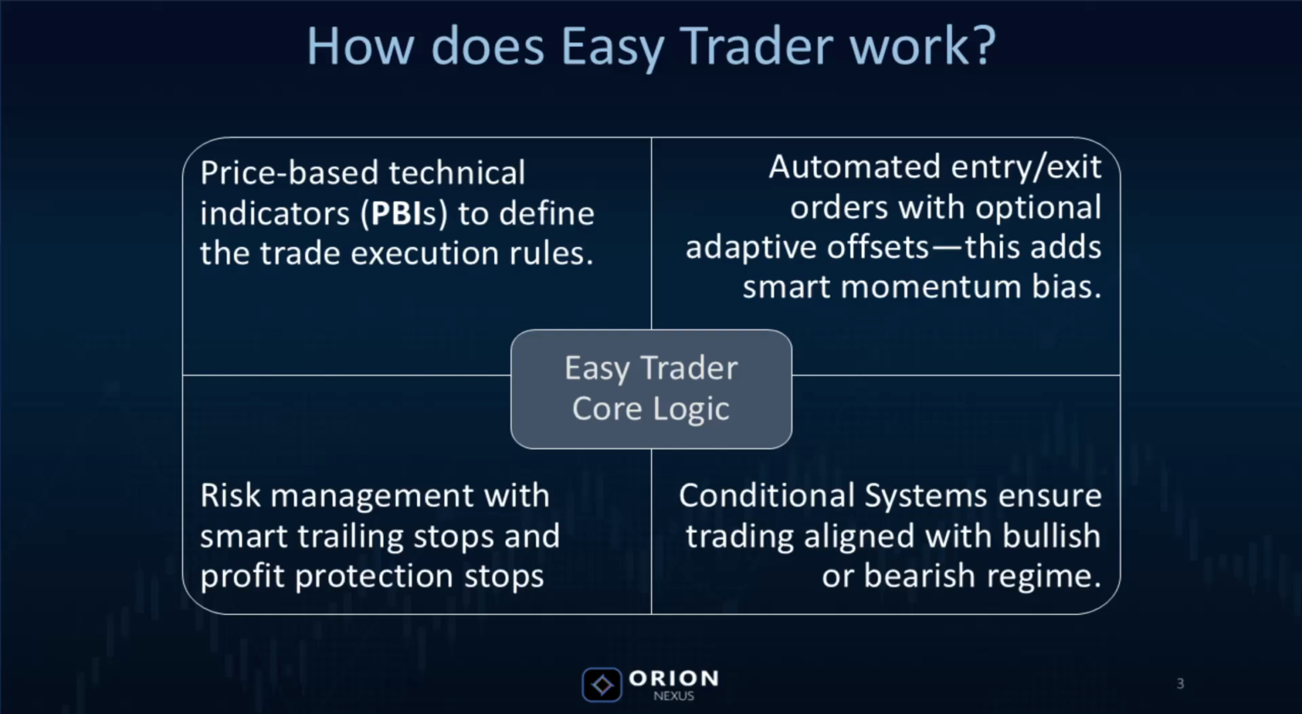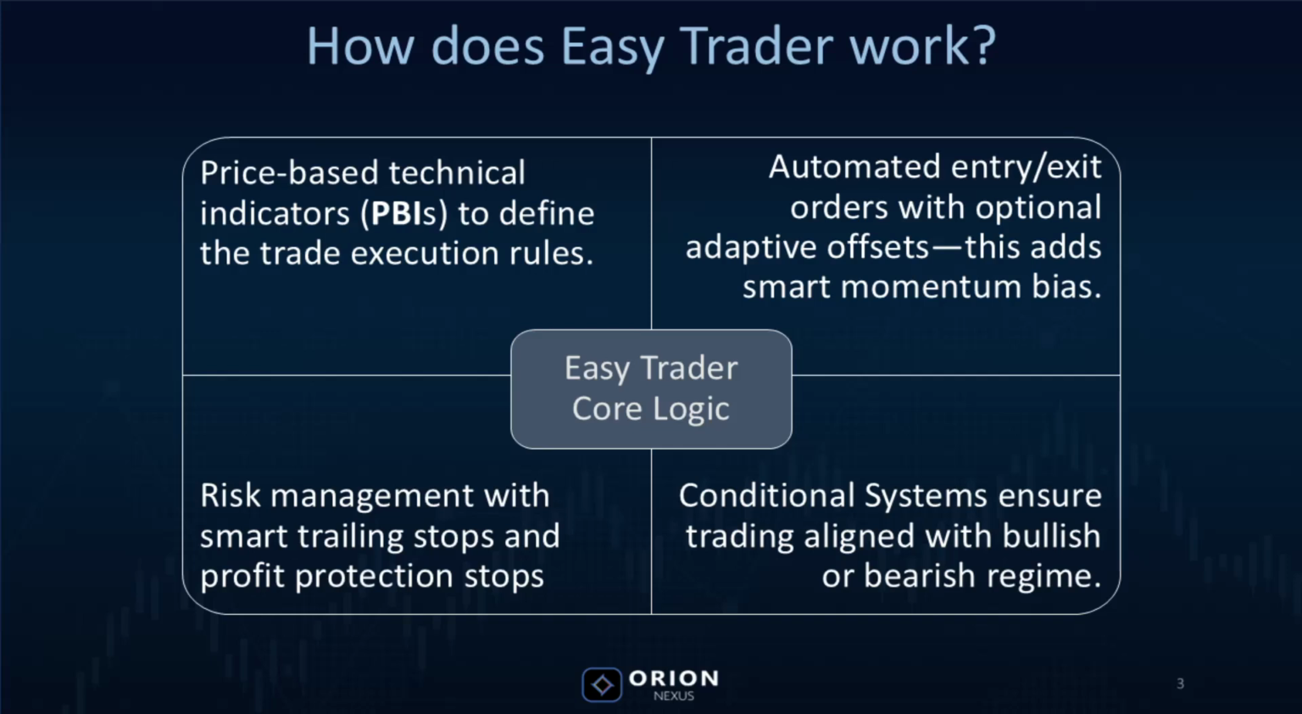Price-based indicators, or PBI. Pick the price-based technical indicators you want to use in your strategy. Easy Trader will use these to look for entry trades. You can then either select a different PBI for the exit trade, or, alternatively, just select a desired offset from the previous entry. Automate entries and exits with adaptive controls.